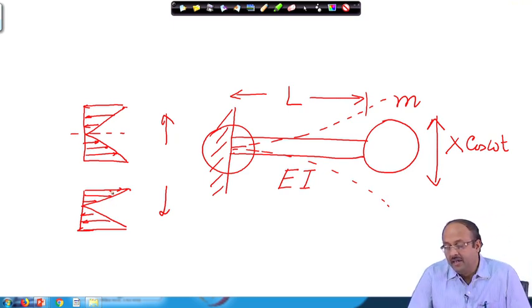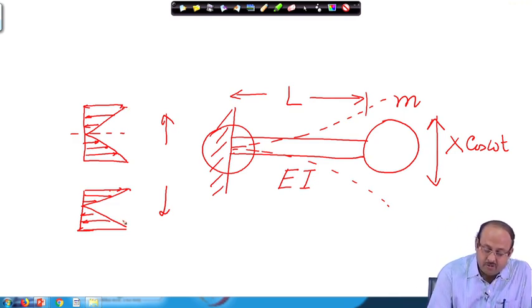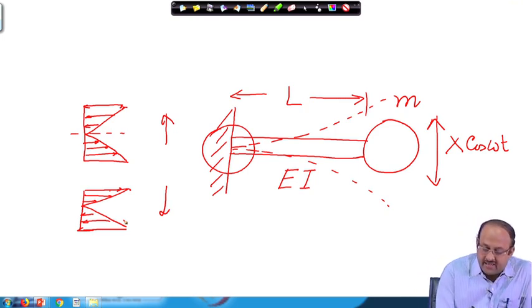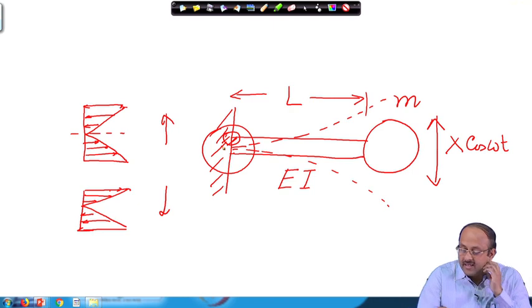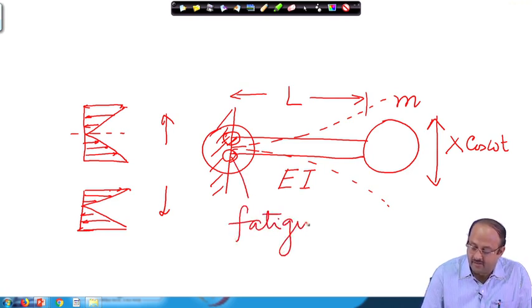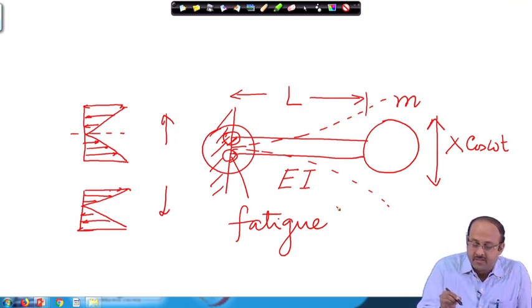Now, when this beam is moving back and forth, the top fiber and the bottom fiber will experience alternating stress with very high magnitude, and there it can fail because of fatigue. The stress reversal is quite large at the topmost and the bottommost points, and these are the potential points where the fatigue failure may take place.